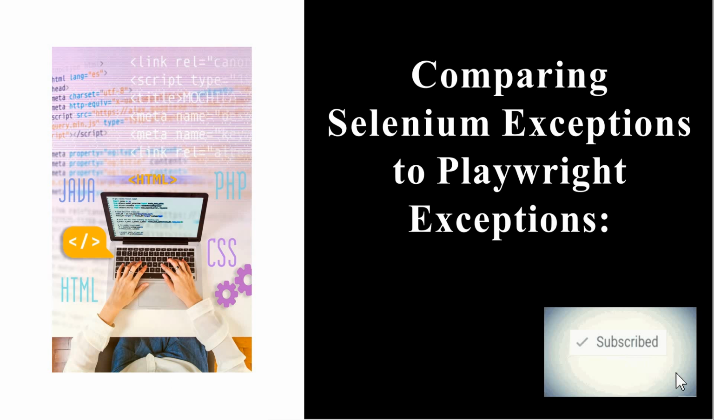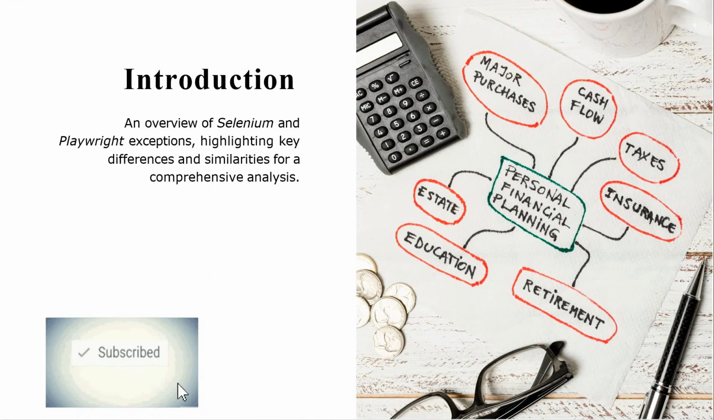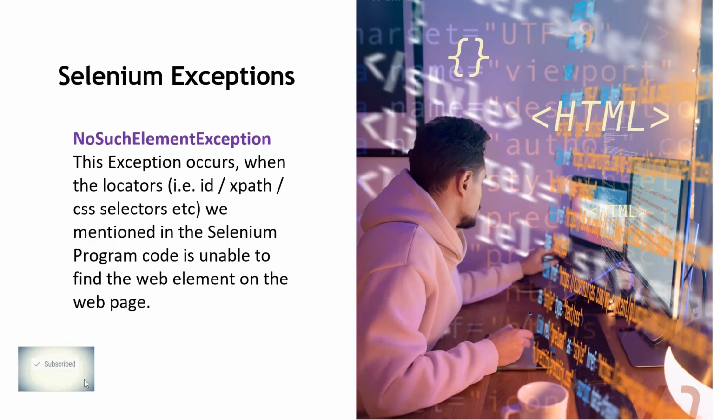So let's dig into this video and understand the exceptions, how they occur, and what exactly occurs. This is a common interview question on Selenium exceptions: list all 5 exceptions in Selenium. You have to list them and tell them. But now they are also asking about Playwright. This is a very common interview question, and we're going to discuss that. So, the introduction and overview of Selenium and Playwright exceptions, highlighting the key differences and similarities for a comprehensive analysis.